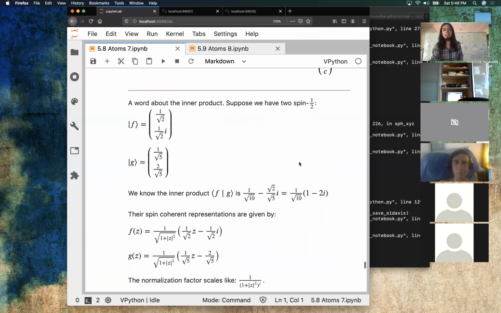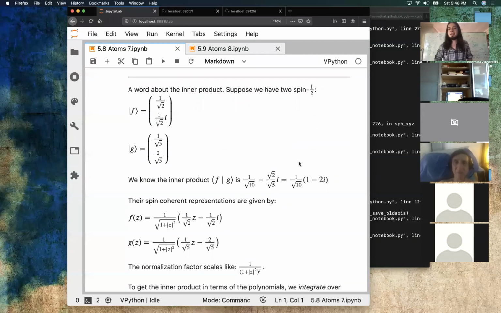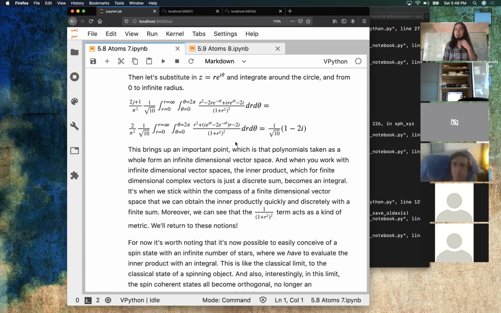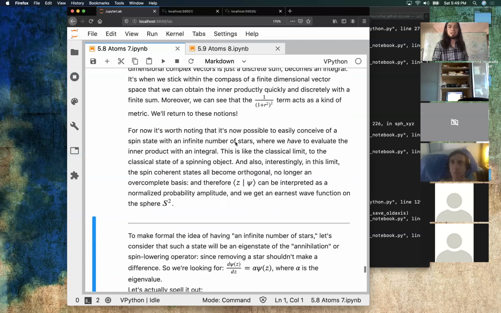So obviously, doing it this way, where we're working with these finite dimensional vector spaces, we can just find the inner product in the normal way with a finite sum. In this case, that is obviously going to be way easier. But in principle, we can work directly with the polynomials and define the inner product in terms of an integral. That is yet another way of showing the consistency of this scheme.